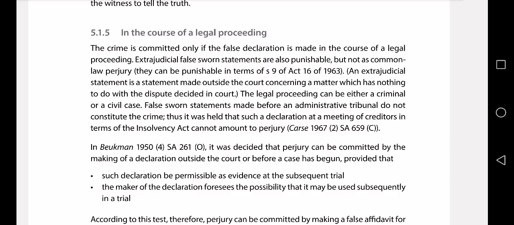False sworn statements made before an administrative tribunal do not constitute the crime. Thus, it was held that such a declaration at a meeting of creditors in terms of the Insolvency Act cannot amount to perjury. Castle 1967 (2) SA 259 (C).